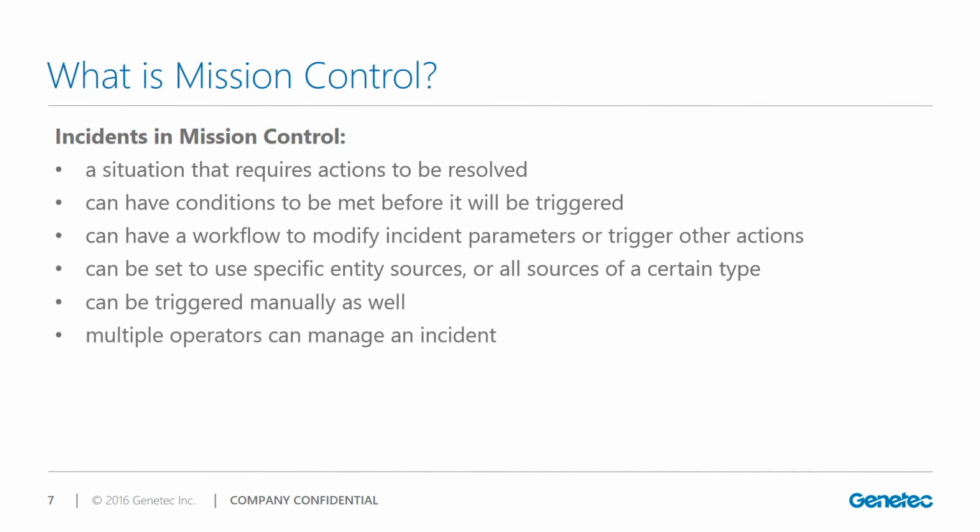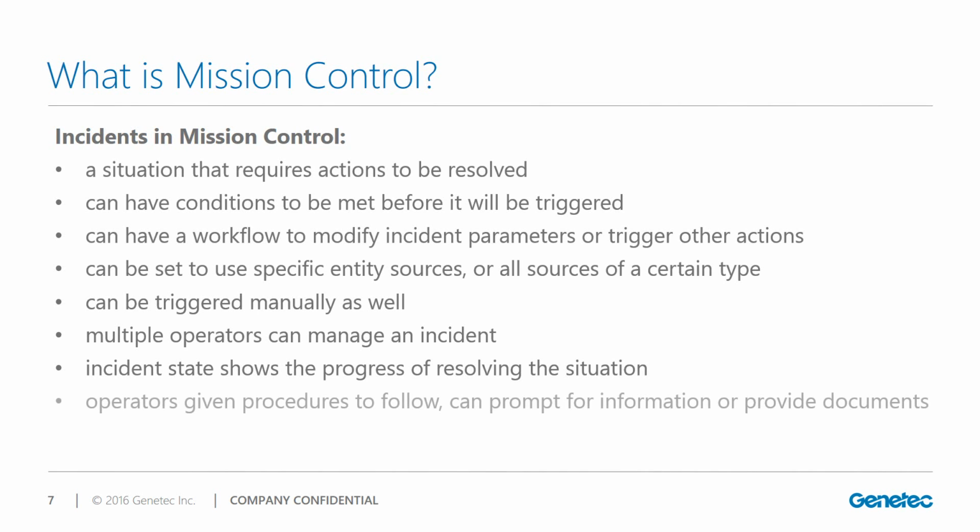An incident can be managed by multiple operators at different times and have states to indicate the progress in the handling of the situation. Operators are given a list of procedures to follow, which can be configured to be done in a strict order or in any order, and can include prompts for information as well as provide documents to review, such as a list of dispatch phone numbers or an image of known suspects.